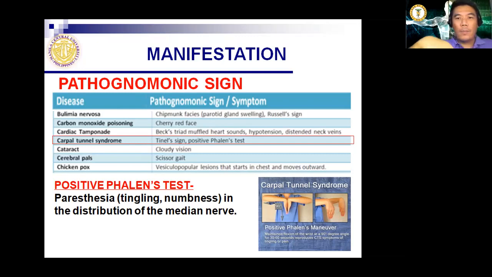It could be two-way. This could be this way, or it could be this way. Flexion 90 degrees. Once there is numbness, the medical term for numbness is paresthesia. There is tingling and numbness. That is a positive Phalen's test. Tinel's sign, tingling, pins and needles, is positive. Positive Phalen's test, 30 to 60 seconds, there is tingling and numbness.